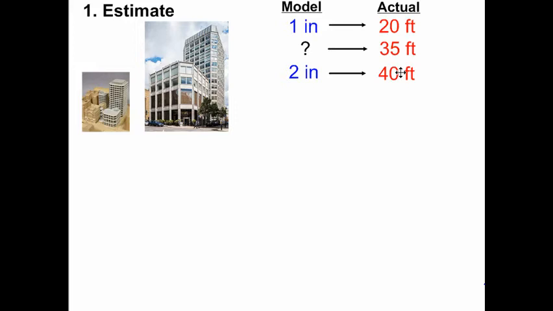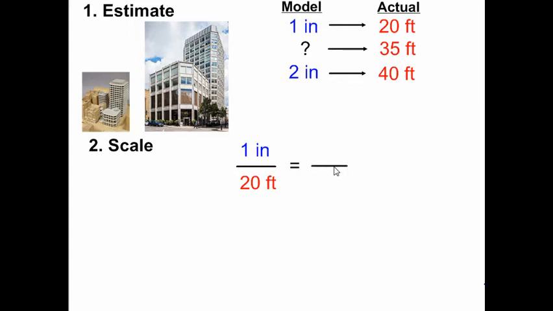So now we have an estimate of what our model's height may be, between 1 and 2 inches and closer to 2 inches. So let's go ahead and find the actual height of this model. Let's write our scale as a ratio. So now we can set up a proportion. We can take this ratio and set it equal to another ratio and solve the proportion to find the missing height of the model.